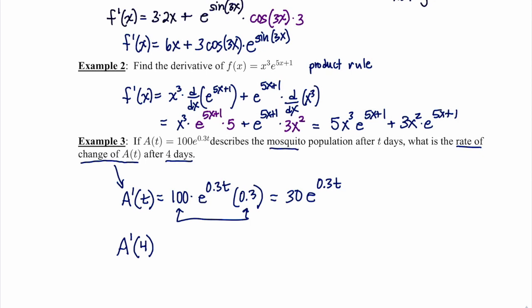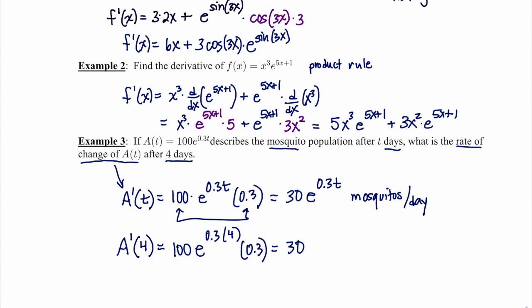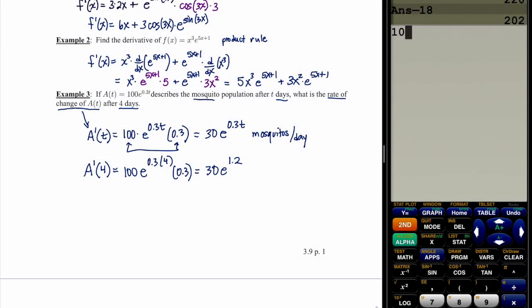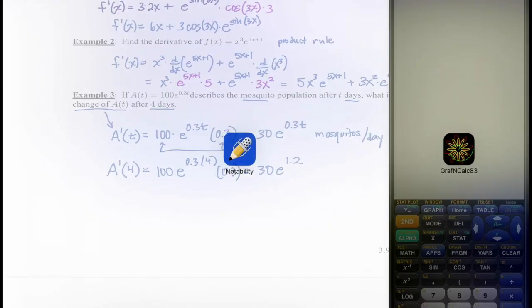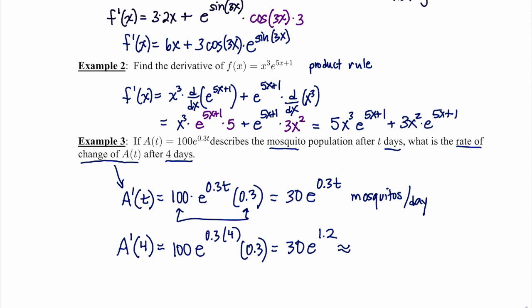And let's think about the label on that. This would be in mosquitoes per day. So 30 e to the 0.3 t mosquitoes per day. And when t equals 4, we'll have 100 e to the 0.3 times 4 times 0.3. I could have used my simplified form, so 30 e to the, let's see, that's 1.2. Let's get an estimate of that value here. Let's grab my calculator. So we wanted 30 times e to the 1.2. So about 99, roughly, mosquitoes per day would be the rate of change after 4 days.